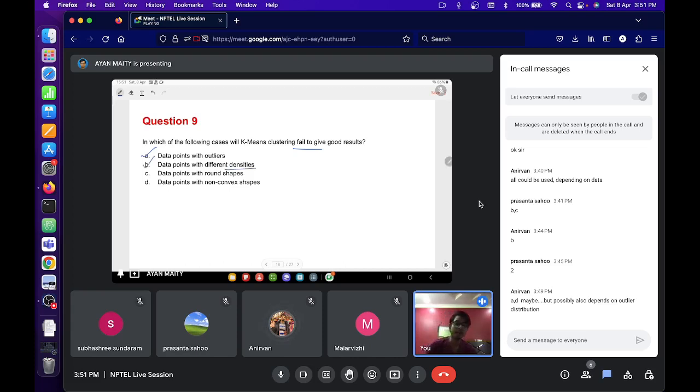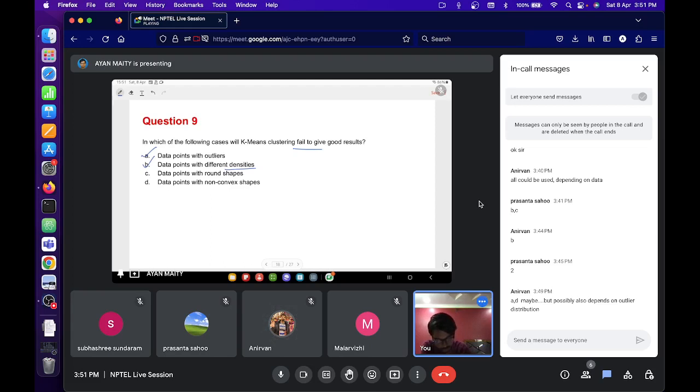Option B is also right, because it doesn't work with densities. It doesn't detect densities at all, so that's why we use density based clustering algorithms like DBSCAN and some other algorithms, which work well on different densities. So it is not able to detect different densities, it just finds out the Euclidean distance. So option B is also correct.